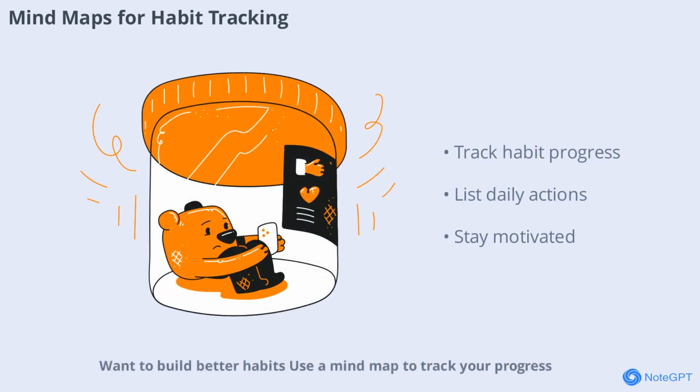Want to build better habits? Use a mind map to track your progress. Place your main habit in the center, then branch out with daily actions, rewards, and challenges. This visual tracker keeps you motivated and helps you stick to your goals.